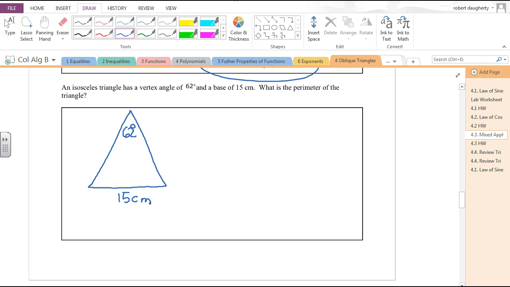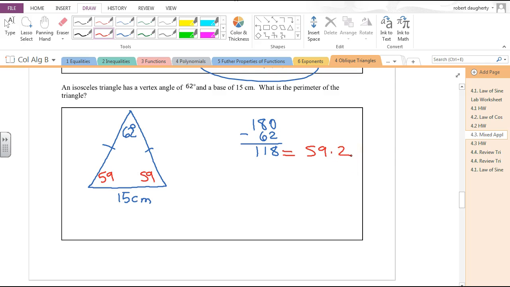What does it mean for a triangle to be isosceles? Two sides of the same length. So this side and this side are the same. What does that mean about this angle and this angle? They're the same. Okay. So if I take 180 minus 62 is 118. So these angles have to add to be 118, right? Does everyone understand that? They're each 59 degrees, okay? This angle is 59. This angle is 59.